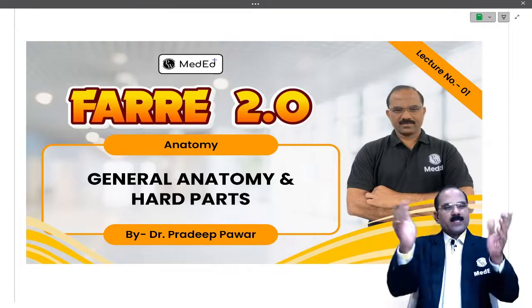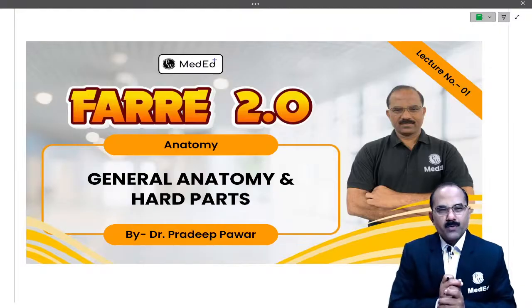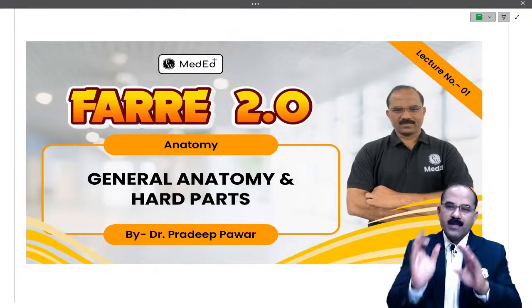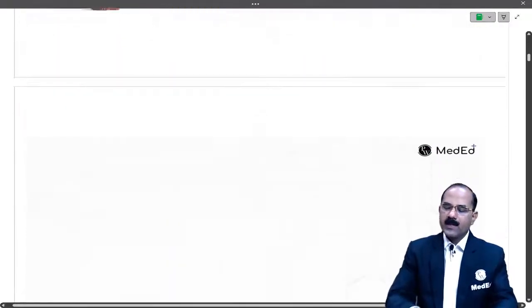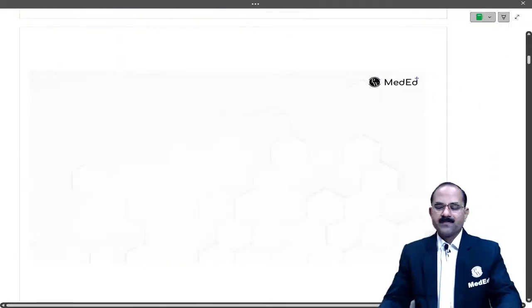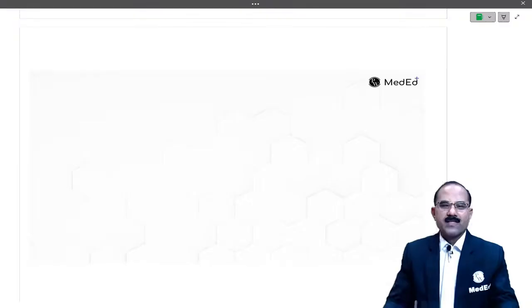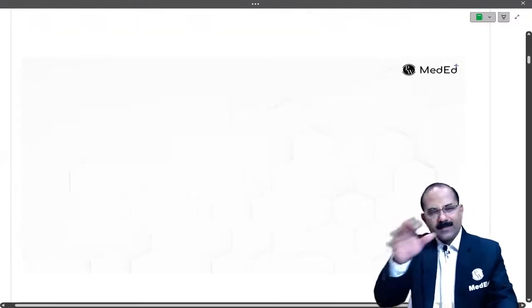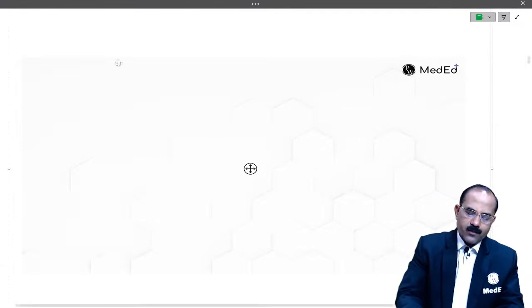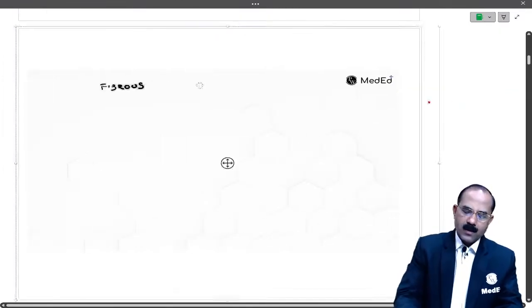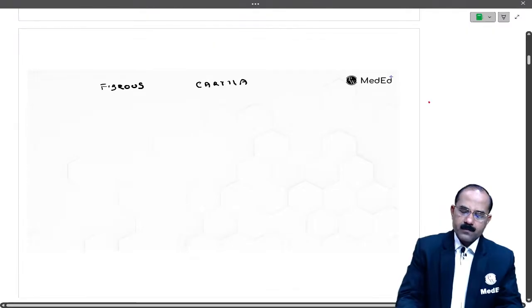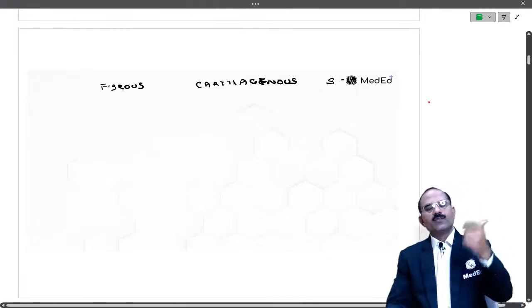Coming to the joints now. What are joints? Joints are articulations between two bones. The classification of joints also comes as a short note. Joints are classified into three main types. The rest you can always write as regional classification and functional classification. The important ones are fibrous joints, cartilaginous joints, and synovial joints.